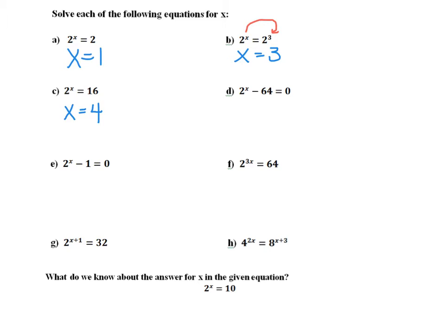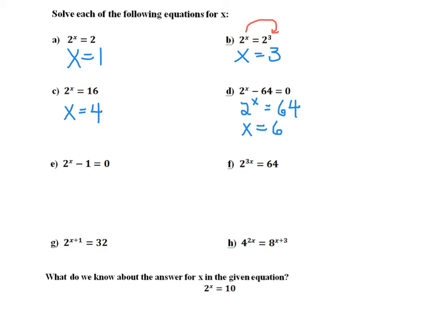Now let's go one step a little bit more difficult, where I've got a subtraction problem. 2 to the x minus 64 equals 0. Another way to look at this equation is to take that 64 and add it to the other side of the equation. So I would then have 2 to the x is equal to 64. Again, I want to think about what exponent I have to raise 2 to get an answer of 64. If you again go through the multiplying process, we see that the exponent must be 6.